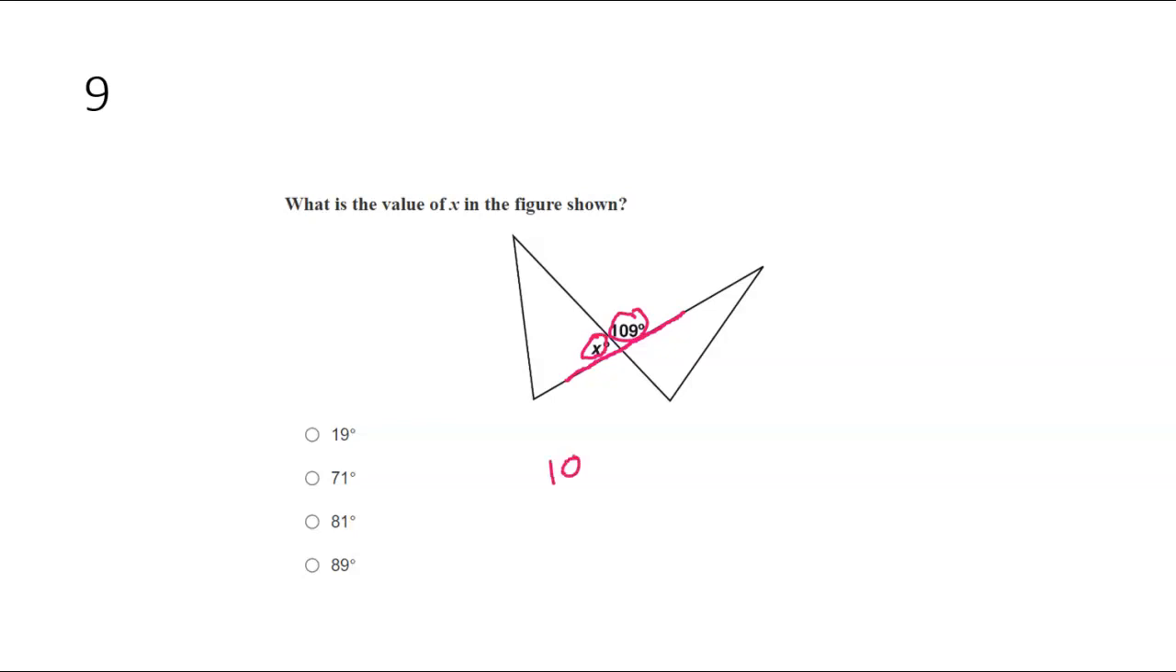So 109 plus X equals 180. And I can just subtract 109 from both sides, which means all I really need to do for this is 180 minus 109 in my calculator, and I get X equals 71 degrees. Yes, 71 degrees.